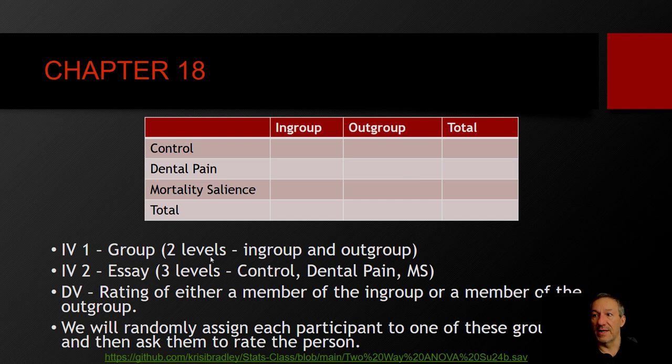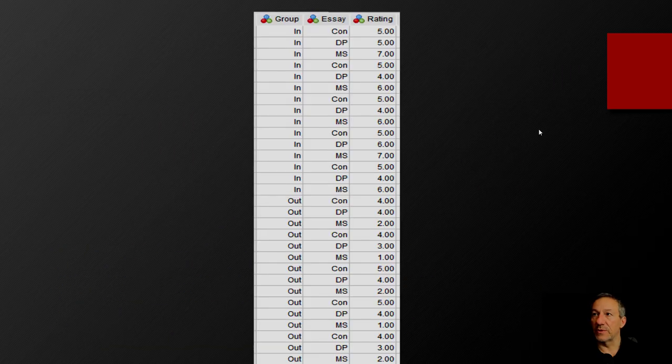The first IV group has 2 levels, in-group and out-group. The second IV has 3 levels: control, dental pain, mortality salience. And then our DV, the numbers that will go in there, is how you rate that person, that target. So you'd be randomly assigned to one of those 6 groups. This is what the data would look like.